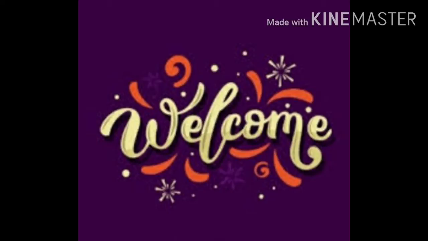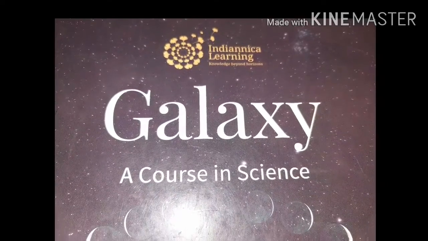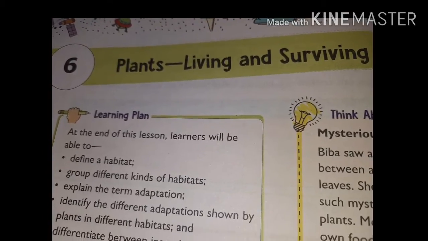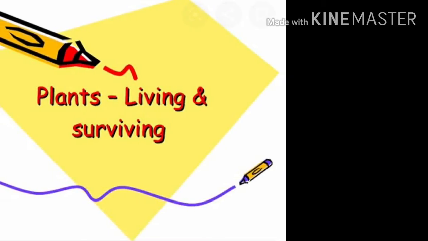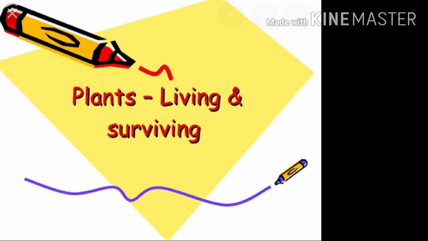This is lesson number 6, plants living and surviving. So in today's video we are going to start this lesson. At the end of this video you will be able to define what is habitat and what are different kinds of habitat, adaptations and different adaptations shown by plants in different habitats. Let's start our lesson, plants living and surviving.